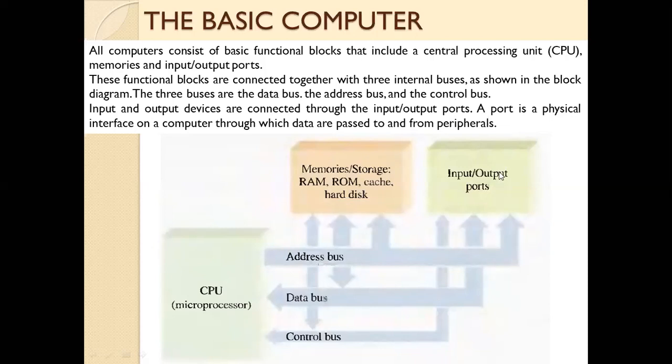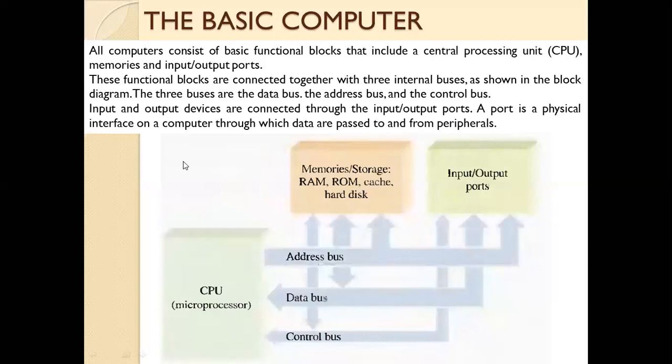Now, what are the input-output ports? The input-output ports are the physical interface between the computer and the outside world. For example, you connect a mouse with a computer with the help of an input-output port. You connect a monitor with a computer with the help of the input-output port. So that connection where you connect the cable of your mouse or keyboard or monitor, etc., is called the port.